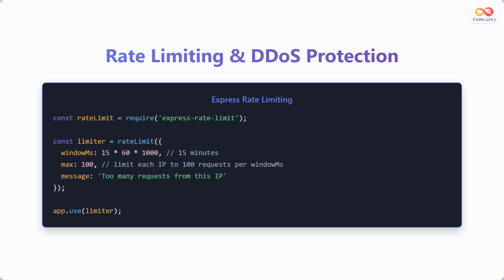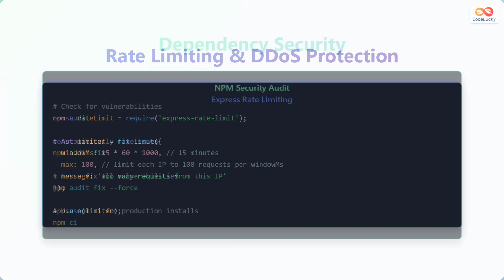Set max to the maximum number of requests allowed per IP address within the window. Customize the message sent when the rate limit is exceeded. Finally, apply the rate limiter middleware to your application to enforce the defined limits.